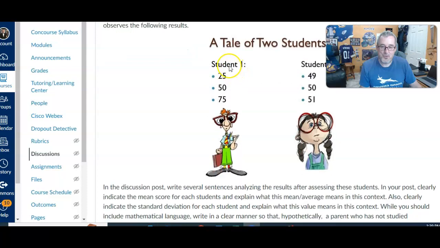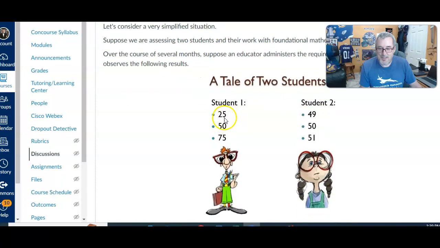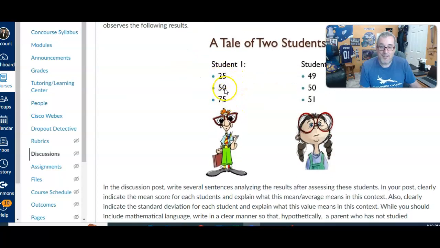In this case, we had two students, with just a short data set so you could focus more on meaning than on computations. Pretend you're assessing two students in their work with foundational mathematical ideas, and over the course of several months, the required assessments were given, and this is what happens. Student one gets a 25, then a 50, and then a 75. Student two gets 49, 50, 51.